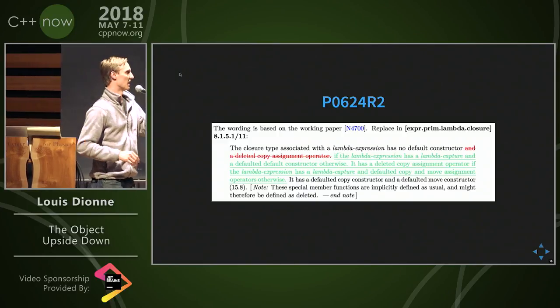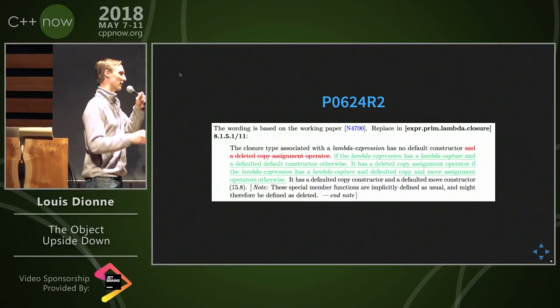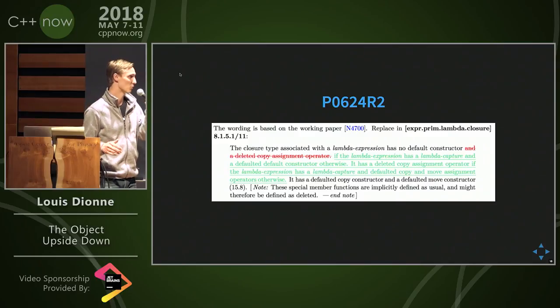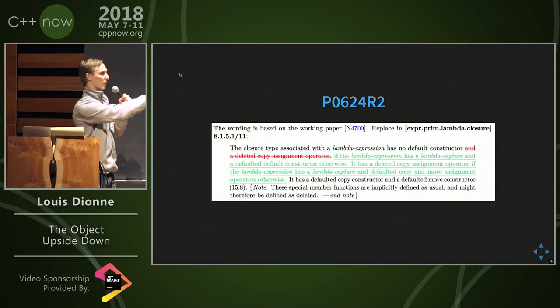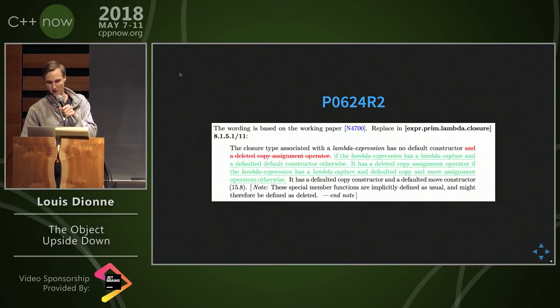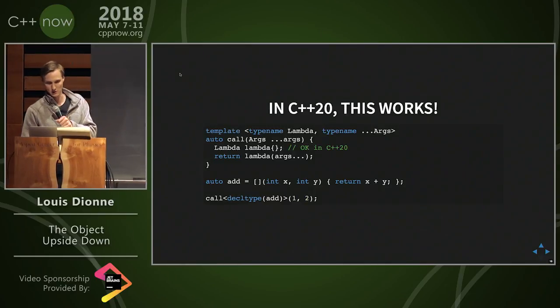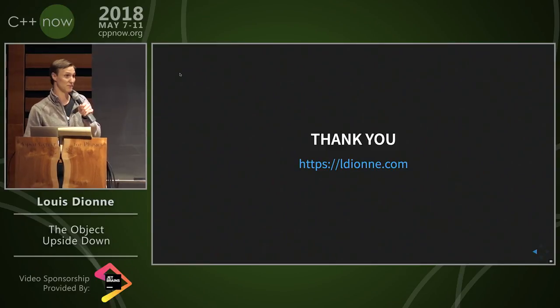So what we did is, I came up with this trick. I think it works. I don't think that's UB. Correct me if I'm wrong. But anyway, in C++20, with this paper, we made some changes. Stateless lambdas are going to be default constructible and also assignable. Good stuff. So now this is going to work, just as it should. And that's it. Thank you, folks.